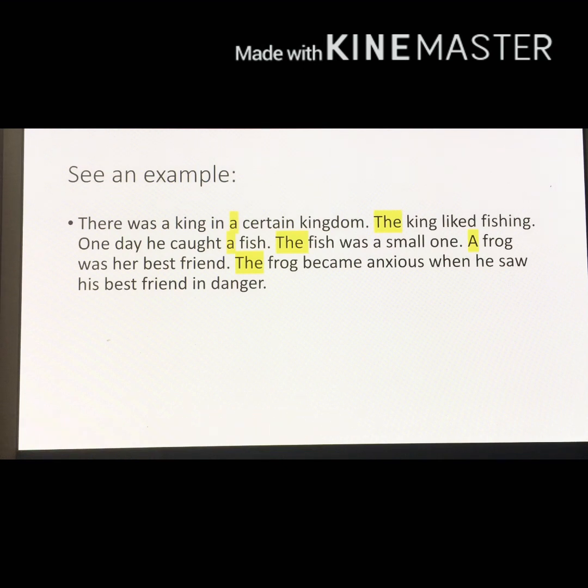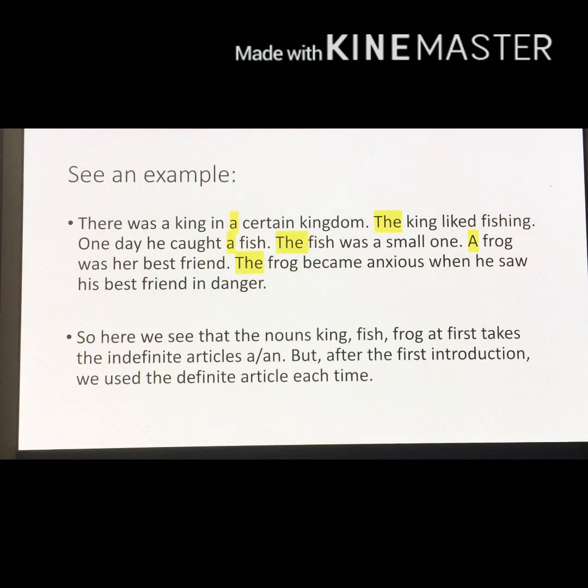There was a king in a certain kingdom. The king liked fishing. One day he caught a fish. The fish was a small one. A frog was her best friend. The frog became anxious when he saw his best friend in danger. So here we see that the nouns king, fish, frog at first take the indefinite article a or an, but after the first introduction we used the definite article each time.